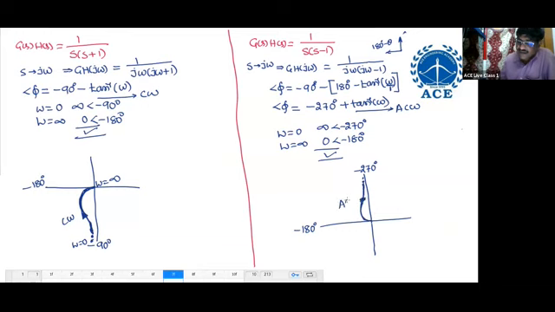This is anti-clockwise. Only one tan term means what? No need to do the starting and ending direction. When there are positive and negative tan terms, then you have to go for starting and ending. Only one tan term, directly we can write the direction.